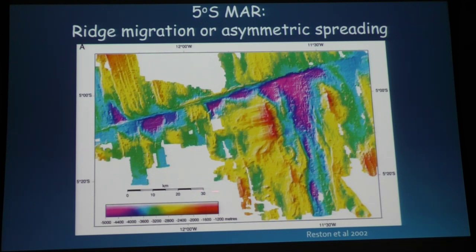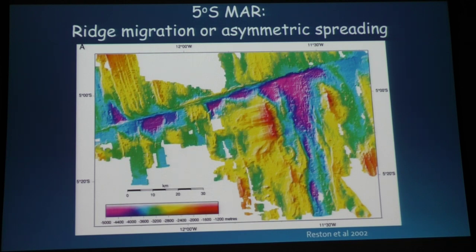Just to point out that that's not just an anomaly. Here is 5 degrees south on the Mid-Atlantic Ridge. Here's another example of exactly the same phenomenon. Here's the core complex, see the corrugations perpendicular to the ridge axis. Here's the toe of the core complex. This thing has been split apart. So it looks like the end of these things happens basically by splitting them apart.